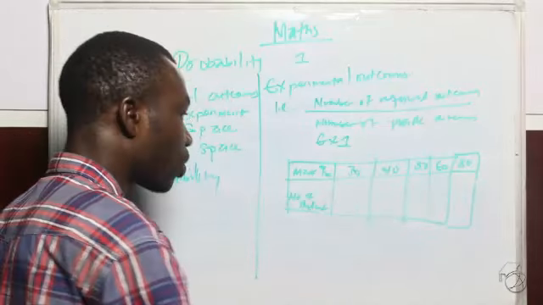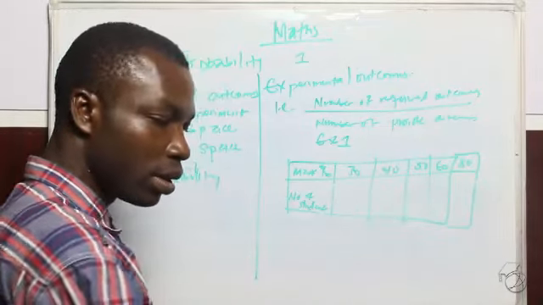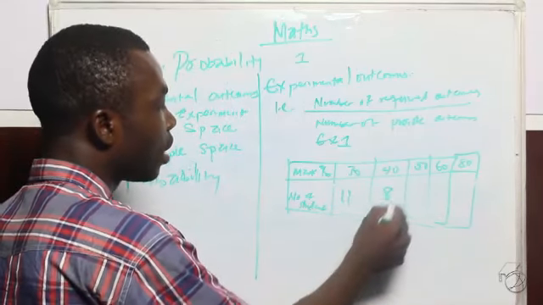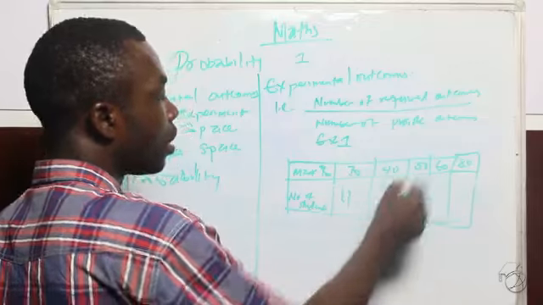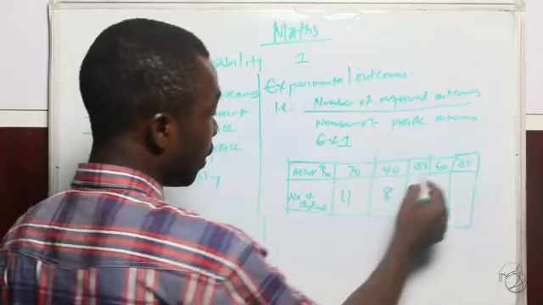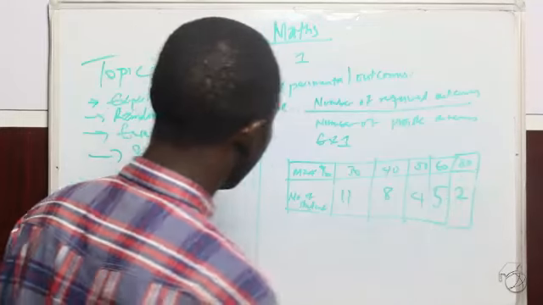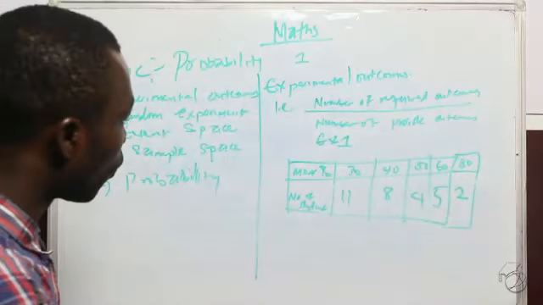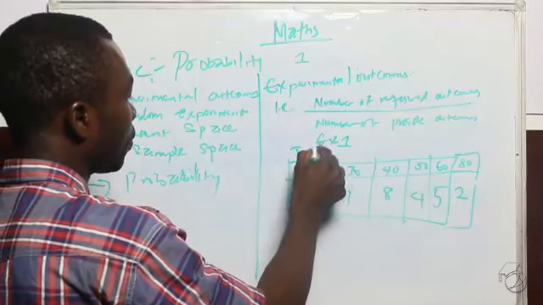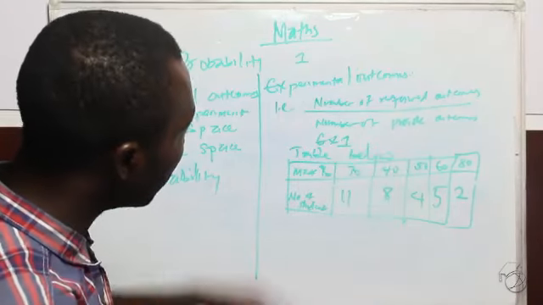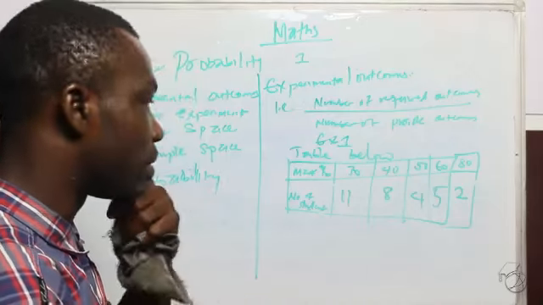The number of students that scored 30 is 11. Number of students that scored 40 is 8. Number of students that scored 50 is 4. Number of students that scored 60 is 5. And number of students that scored 80 is 2. Now, this is the table we consider, which shows the mark of the student and the number of the student.